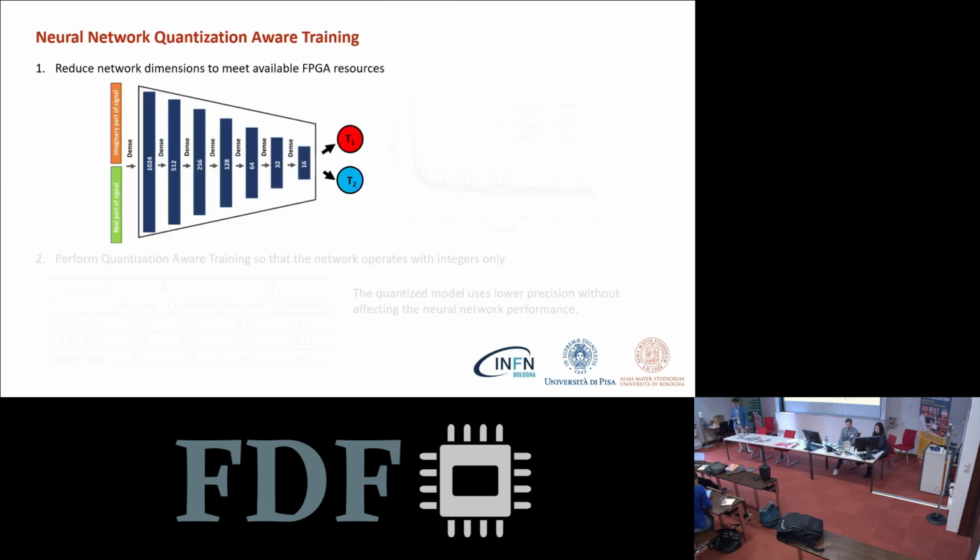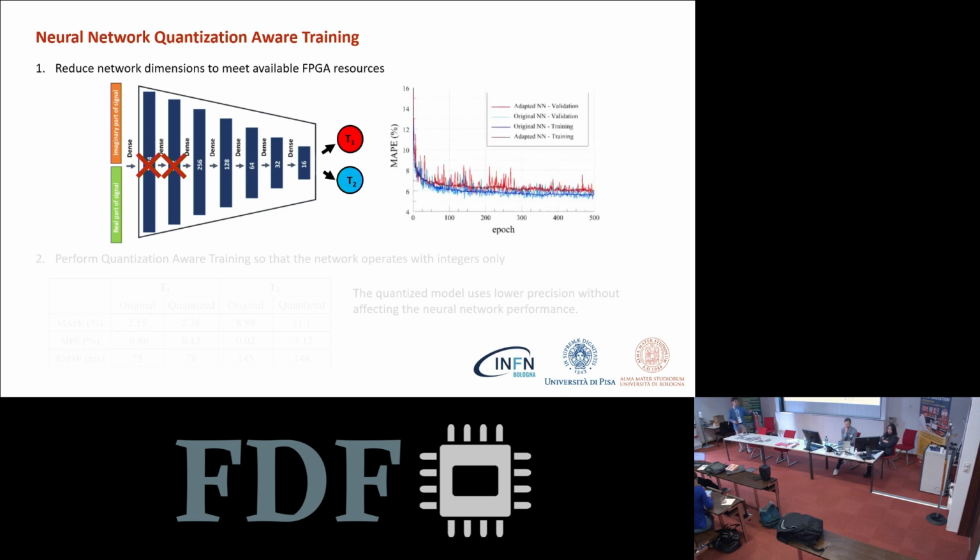What have we done so far? First of all, we started from the original neural network, but we know that the resources of the FPGA are limited, so we had to reduce the network. We just removed the first 2 layers, and we could do this because the training process is basically the same. You can see that the map is our loss function. The mean absolute percentage error is an error metric, and you can see that the difference between the original network and the reduced network actually is very small.